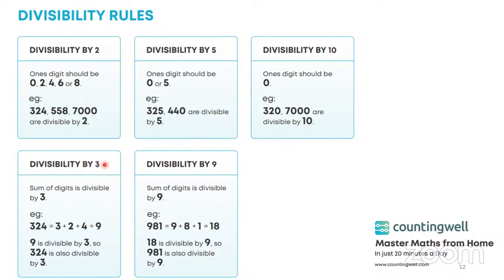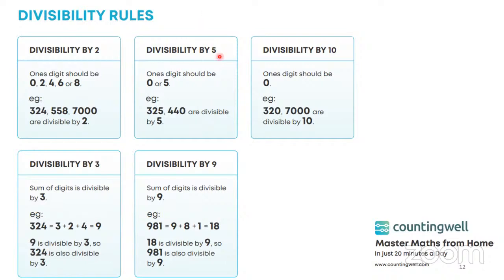Let us see the divisibility rule for number 3. A number is divisible by 3 if the sum of its digits is divisible by 3. So if you take any number and take the sum of its digits, here in this case we have 324. If you take the sum of the digits 3, 2 and 4, you will get 9. Since 9 is divisible by 3, the given number, which is 324, is also divisible by 3.